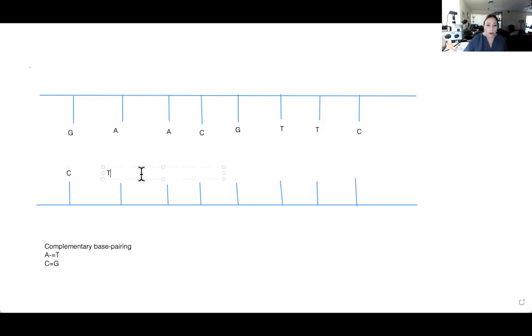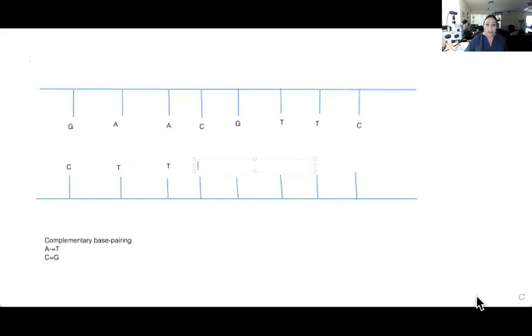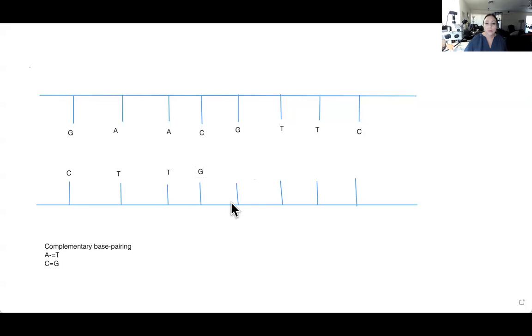If you have an A on the top, you're going to have a T on the bottom. So here we have an A, which goes with a T. I'm going to move this T so it's a little easier to see. There we go. Okay, we have a cytosine on the top, which goes with a guanine on the bottom. Guanine pairs with cytosine. You should be getting the hang of this now. Thymine pairs with adenine. Here we have another thymine, so it pairs with another adenine. And then finally, a cytosine that pairs with a guanine.